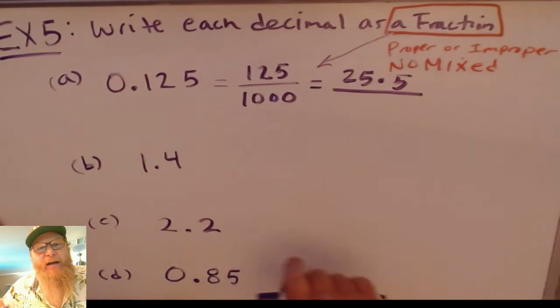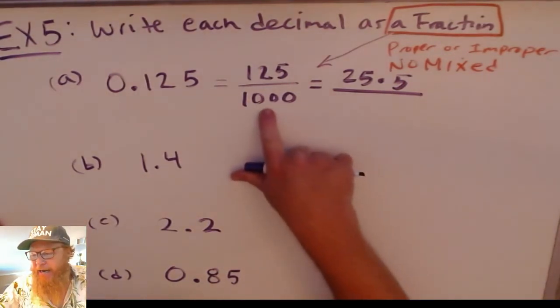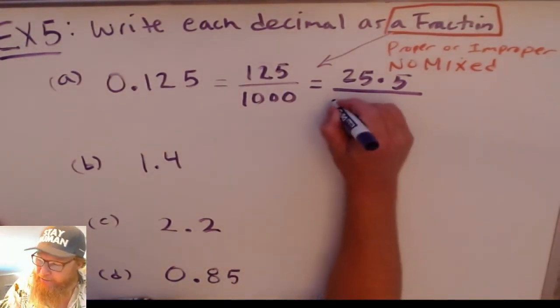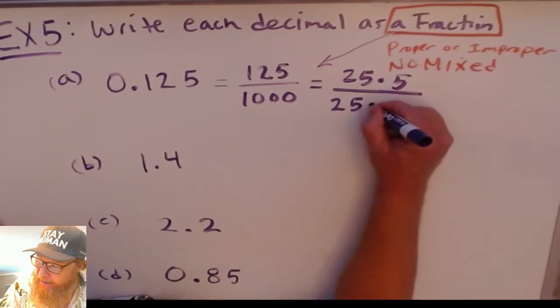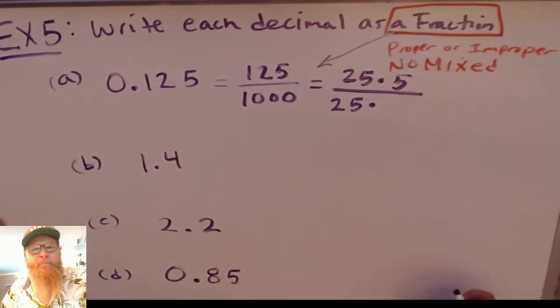It's 125 is 25 times 5. And 1,000 is 25 times... how many? 40?